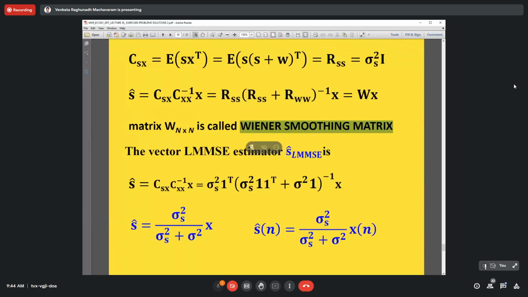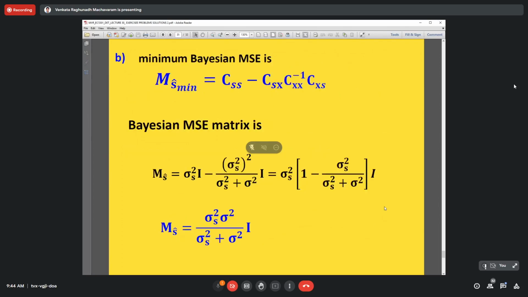So the vector estimator is the linear minimum mean square error estimator. Substitute this one, and it comes to sigma S square by sigma S square plus sigma square. Hence, the estimated signal is this multiplied with x of n. So the minimum Bayesian estimator is this substitute. Compute this one, so it becomes sigma S square by. So this is the minimum Bayesian mean square error estimator.